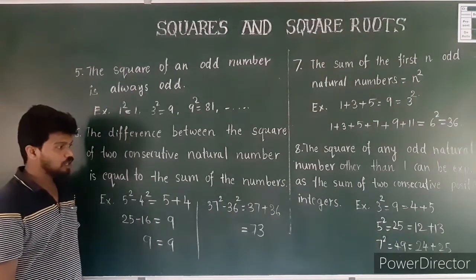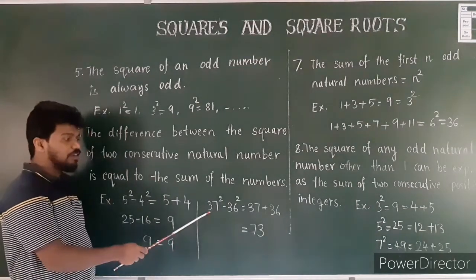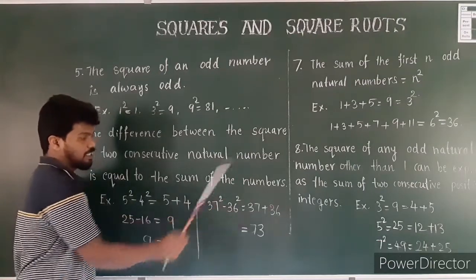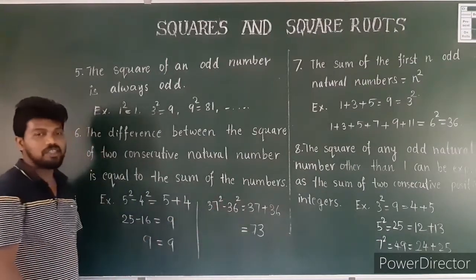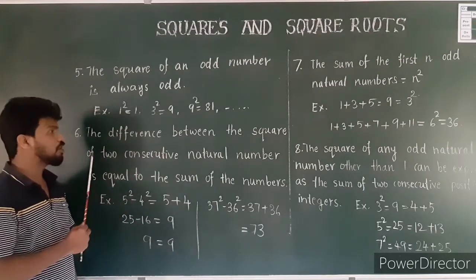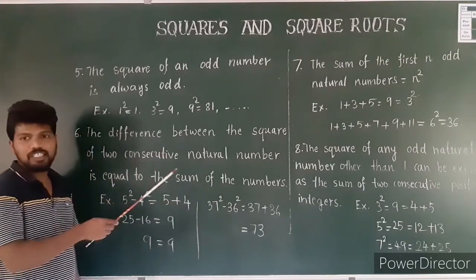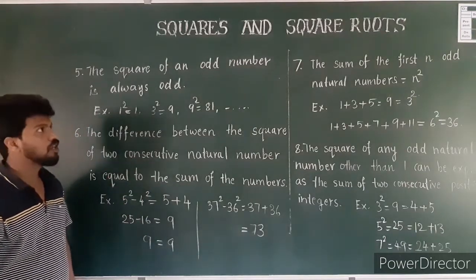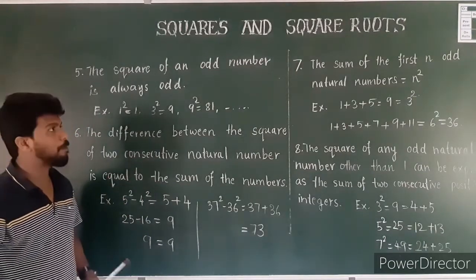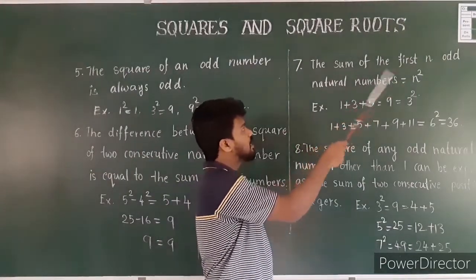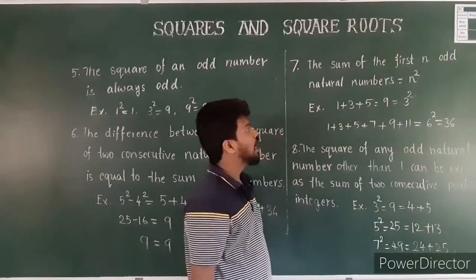So that is true. In the case of 37 square minus 36 square, you get 37 plus 36, which is equal to 73. So according to this, the difference of the squares of any two consecutive natural numbers is equal to the sum of the numbers.